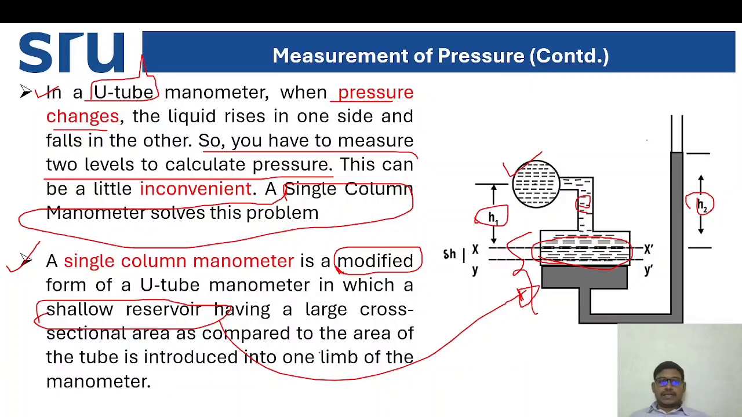The reservoir, with its large area compared to the area of the tube, is introduced into one limb of the manometer. So here also it is the same, but here we have two axes, x bar, x dash, y dash, and this is called delta h.